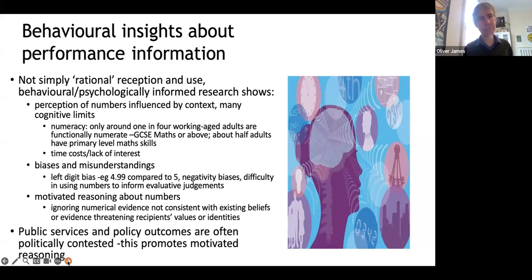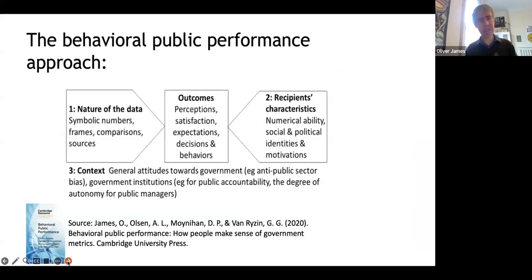Next slide, please. So what we've been doing is having this general approach to public performance information. It's about thinking of the factors that affect the searching for, the reception, the use, the processing, and how numerical information informs judgment. Just to summarize the overall idea, there are 3 elements that affect this. Part is the nature of the data.